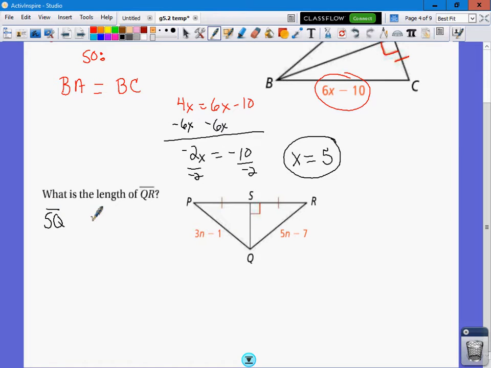What is SQ? It's also a perpendicular bisector. Again, I know it's a perpendicular bisector because it makes a 90-degree angle and it cut this segment into two congruent parts. What does that tell me about PQ and QR? They're congruent, or their measurements are equal.